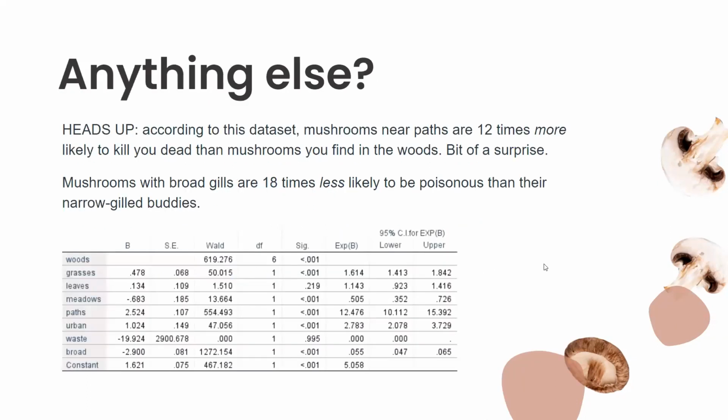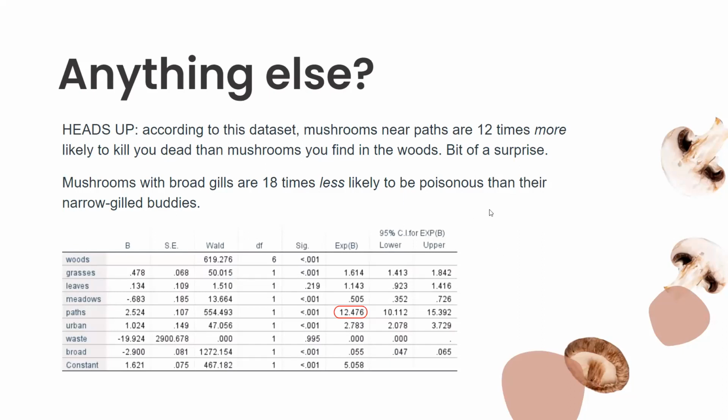So apparently what this data set is telling us is that mushrooms near a path are 12 times more likely to kill you dead than a mushroom you find in the woods. So that was when I went, that's really strange, and started looking back into our data. And I called Jody and I was like, this is hypothetical data. This is not actual. So that was a relief.